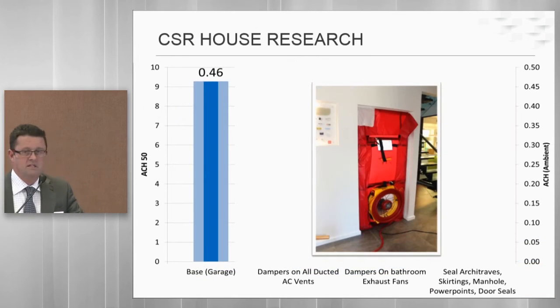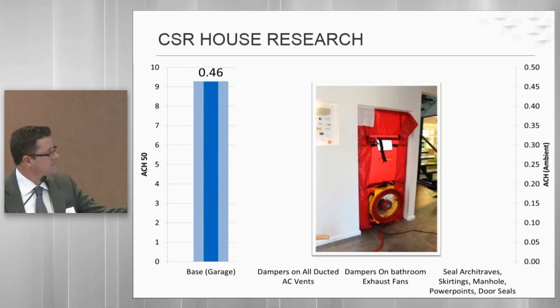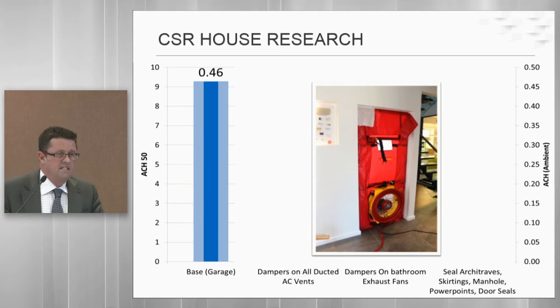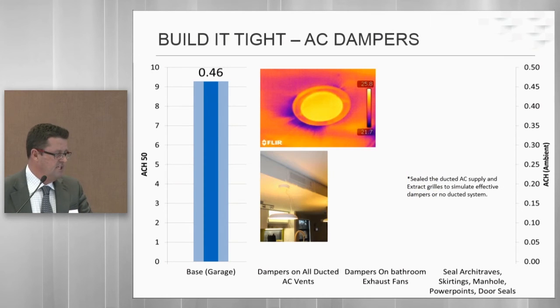So this, of course, gave us the idea of what to do post-construction for the CSR house. So in this case, we used the fan blower test. As you can see, the unit we described in the doorway. This is the base building at completion of construction. We achieved an ACH 50 of just over 9, about 9.3 at that time. We then looked at a couple of modifications.